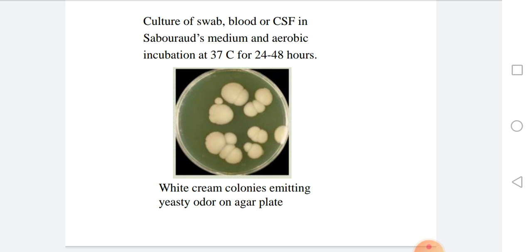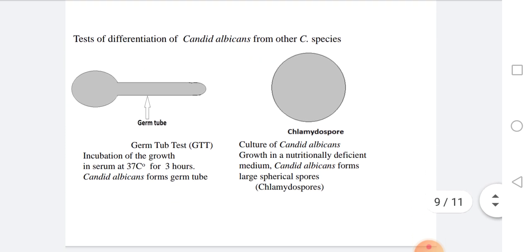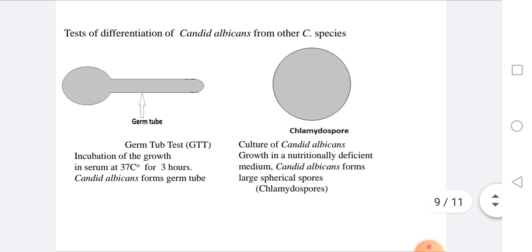Now this is Candida. You'd like to know, is it Candida albicans, which is the potential pathogen, or the other type of species of Candida which are not potentially pathogenic? So you have to differentiate which is which. There are two tests used to differentiate Candida albicans from other species of Candida. These are GTT, germ tube test, and chlamydospore formation test.